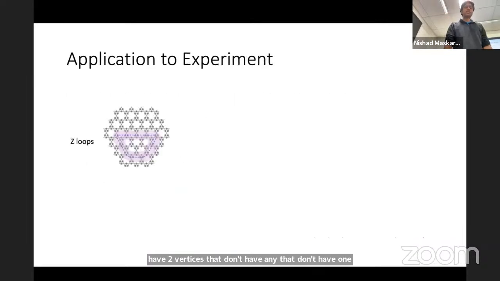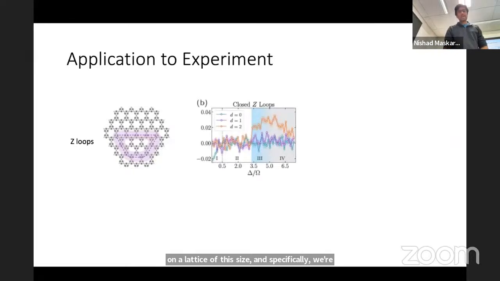Okay, so the experimental system that was prepared was on a lattice of this size. And specifically, we're going to look at some very large Z loops that are approximately this big. And we're going to apply 3 different layers of correction of these Z loops. So for the same loop, when we look at the D equals 0 version, the bare uncorrected version, you can't see any signal reliably across this phase diagram that was prepared.